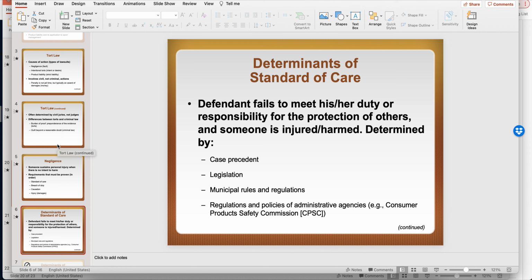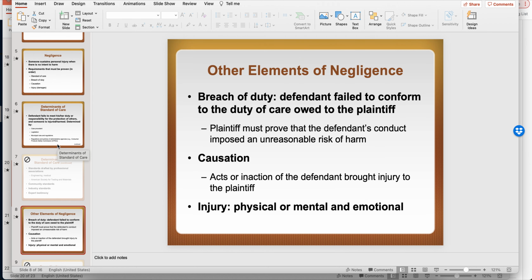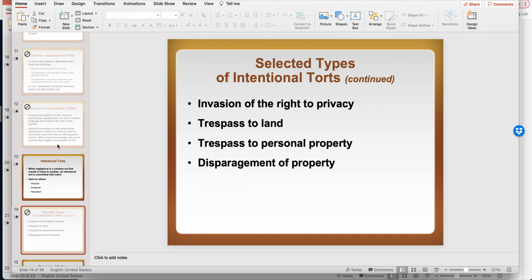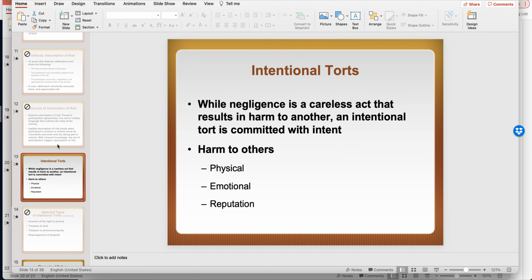And then determine standard of care, some different procedures that you can look at for how legislation takes place and how things go to trial and how they're processed. Some other things about negligence, I'm going to skip through a lot of this. A lot of it's hidden anyways.